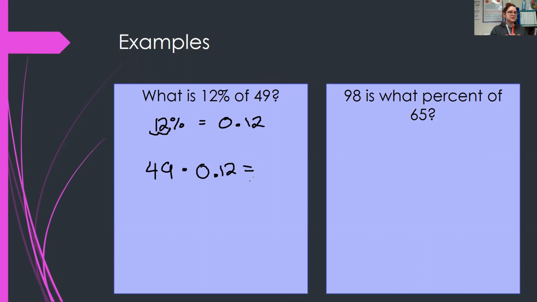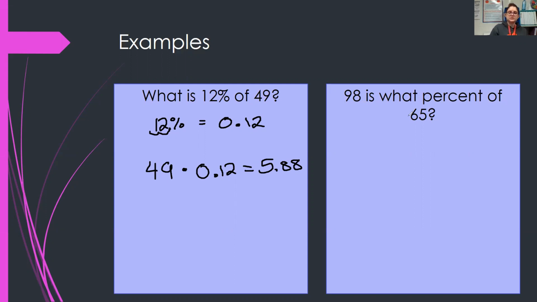And again, I'm using a TI-30XS calculator. So 49 times 0.12. And that gives us that 12% of 49 is 5.88. And that's our final answer. So let's look at the next one.